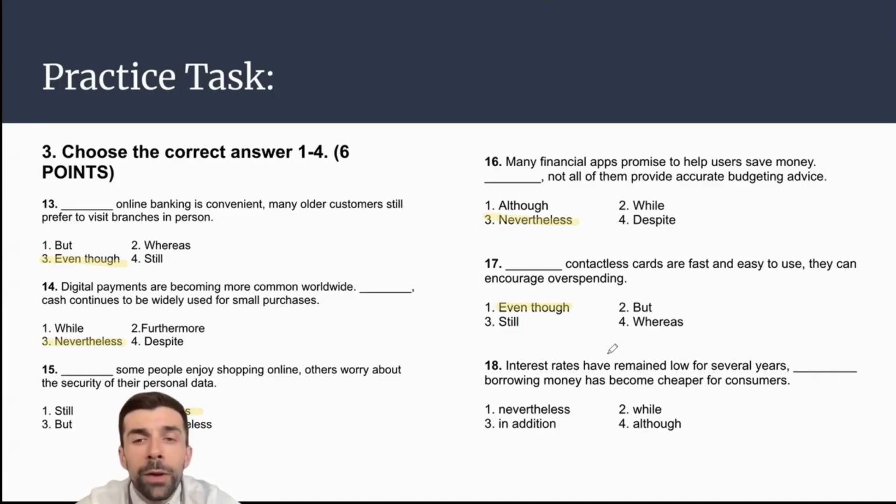Finally, interest rates have remained low for several years, although borrowing money has become cheaper for consumers. Here, as we mentioned before, because it's one sentence, we need although and not nevertheless. Make sure to review these before the exam because this is often a very challenging area for students.